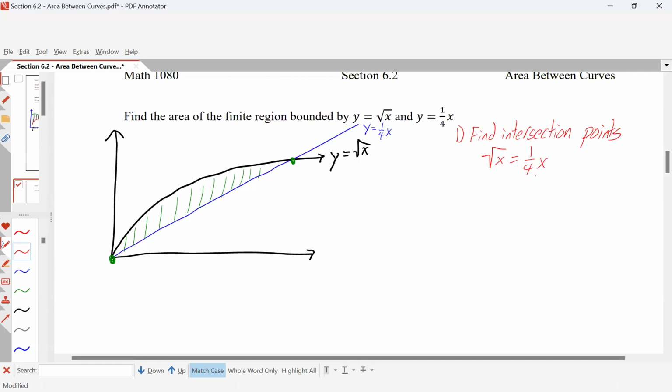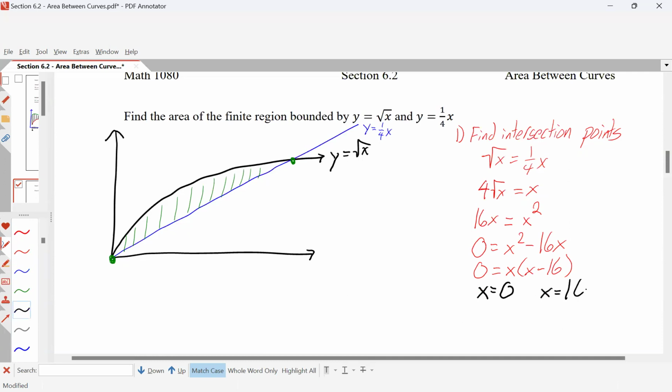First, I'm going to get rid of this fraction by multiplying both sides by 4 to get 4 square root of x equals x. And then getting rid of this square root means squaring both sides to get 16x equals x squared. And then moving everything to one side gives us 0 equal to x squared minus 16x. And we can factor out an x. 0 equals x times x minus 16. The two x coordinates are x equals 0 and x equals a positive 16.